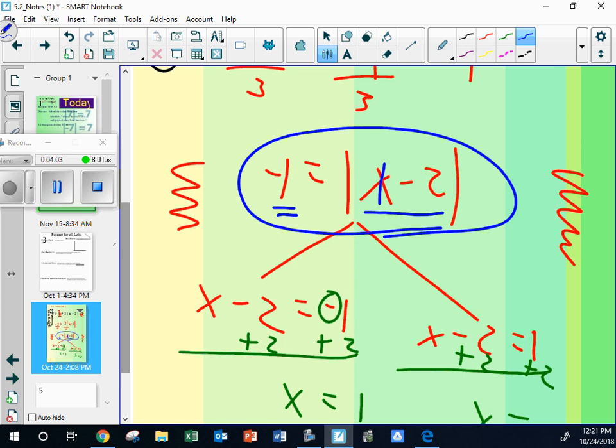The other answer was 3. 3 minus 2 gives you 1. Absolute value of 1 comes out to +1, and it's not -1. It's not working. All right, so moral of the story.